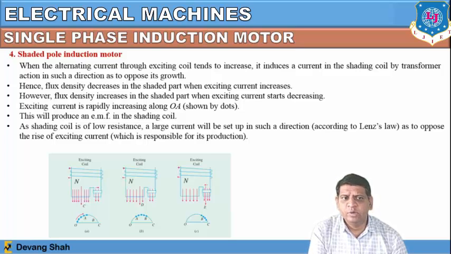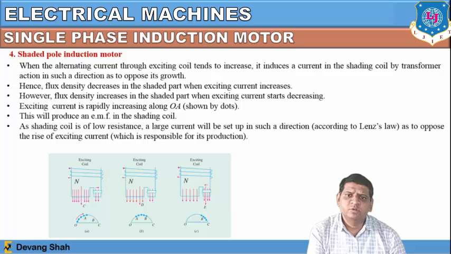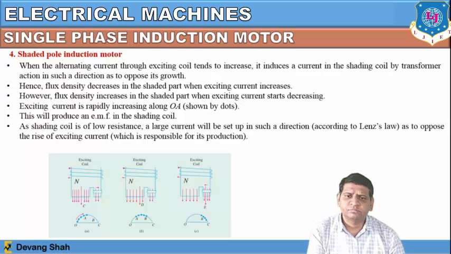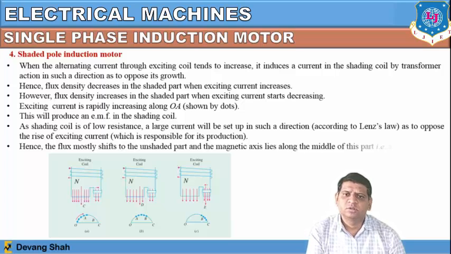According to Lenz's law, it will oppose the rise of the exciting current. You can follow figures A, B and C and observe how the flux is transferred from the non-shaded part to the shaded part of this pole, right? That's how the shaded pole induction motor works, right?